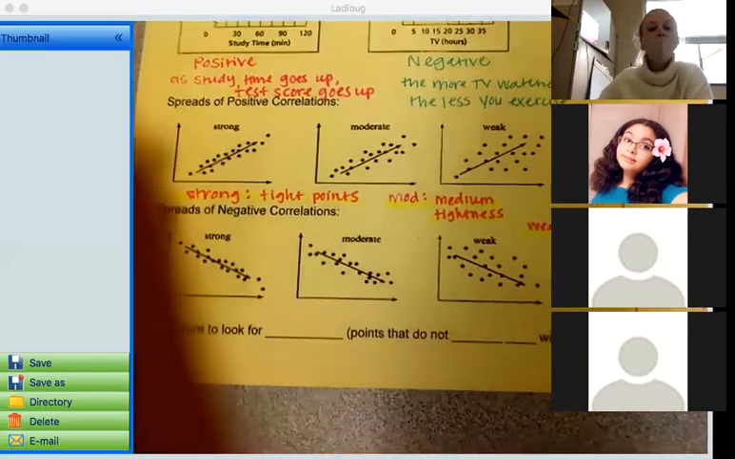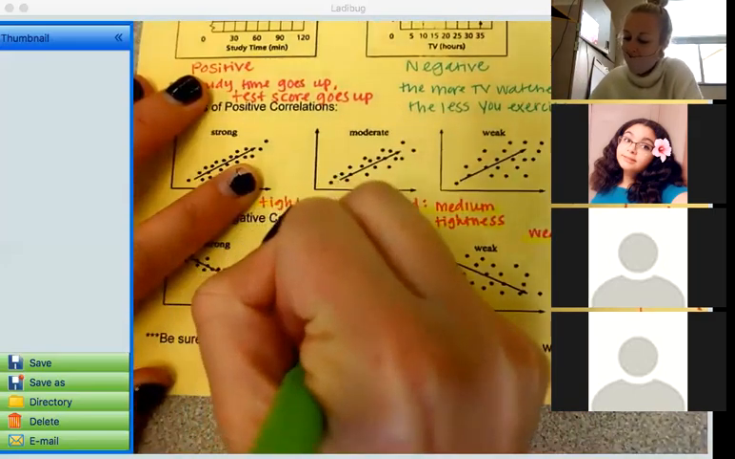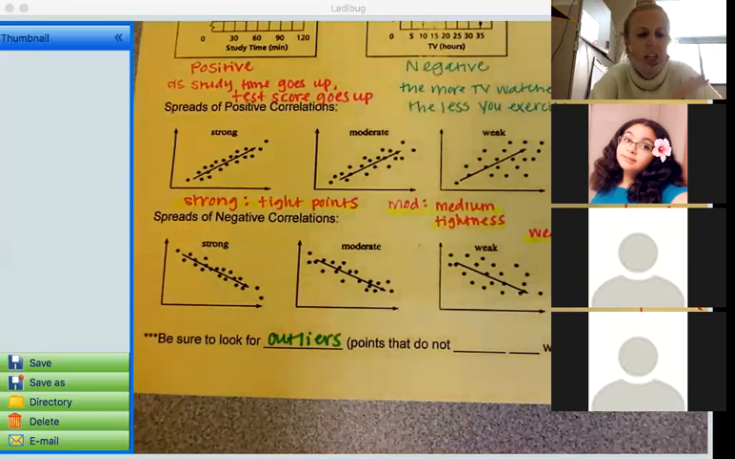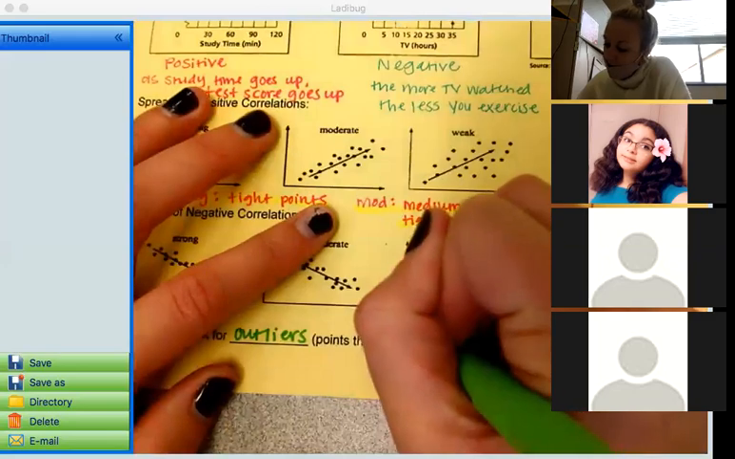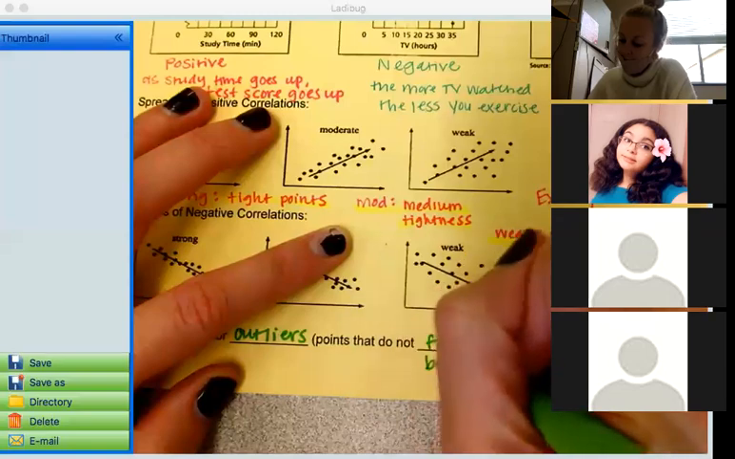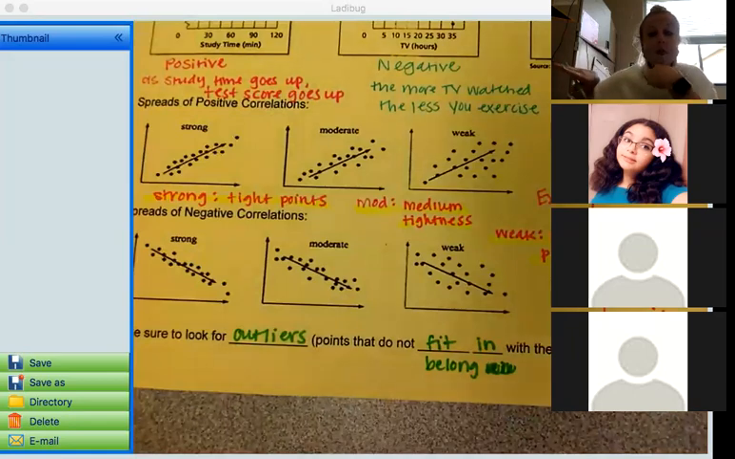All right, last thing. Yes, you need to write this if you are at home. Be sure to look for outliers. Who can tell me what an outlier is? Okay, so I like this. They're saying it's the point that's far away and isn't with all the other ones. And he said it's like on the outskirts. We were just talking about the outsiders, right? Points that do not fit in, or belong with the others. Points that are outside of the general data.